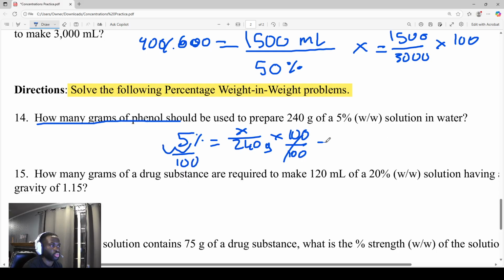Multiply that by 100. Already, I know we're doing this. Right, 1, 2 equals x over 240. Then we multiply both sides by 240. Making our answer 12 equals x. That'll be 12 grams.